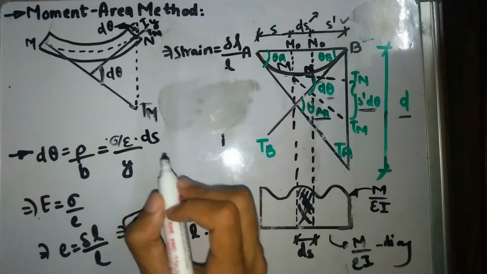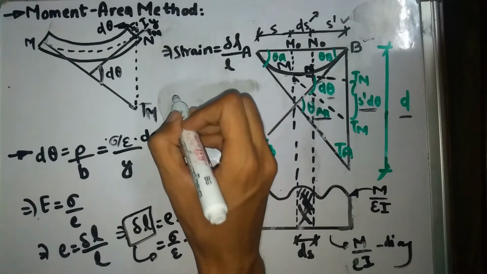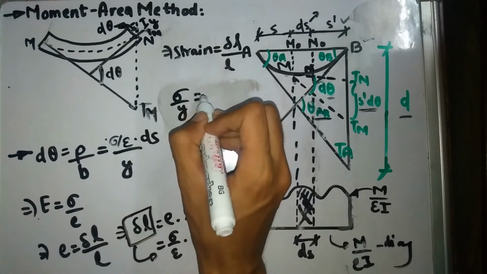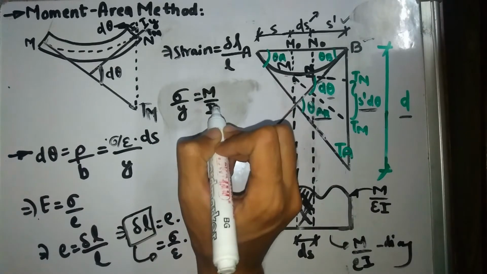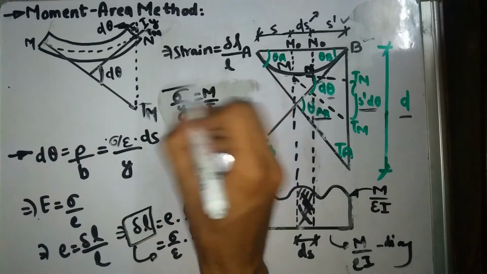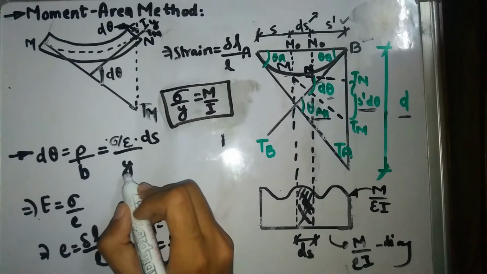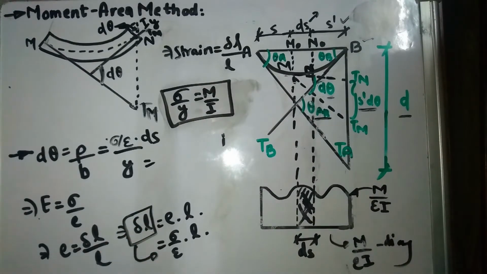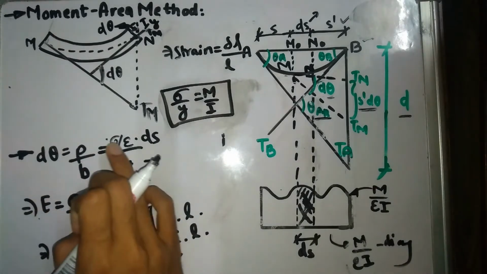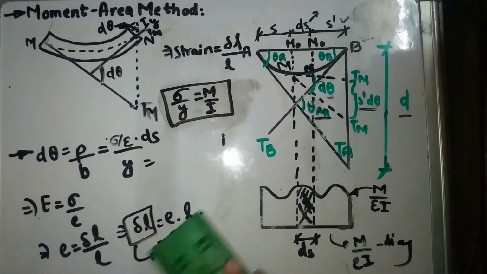Now we're going to use another formula we have already learned from our beam: M by I equals sigma by y equals E by R. So we're going to use this formula, and instead of sigma, we're going to write M by I dot y. Hopefully you have understood how p is equal to sigma by E dot ds. We simply use this formula, and instead of L, we have written down ds.